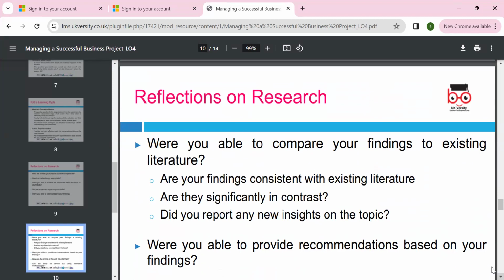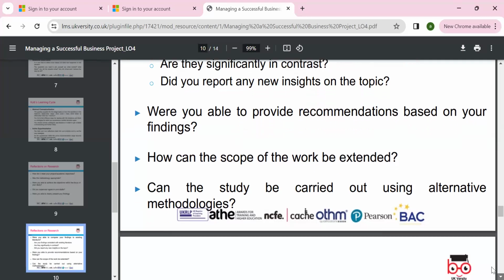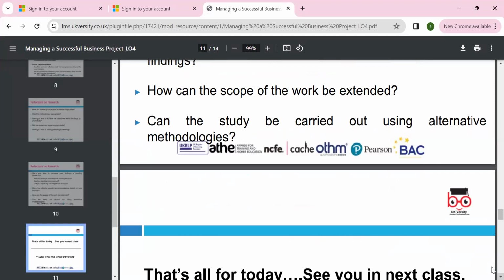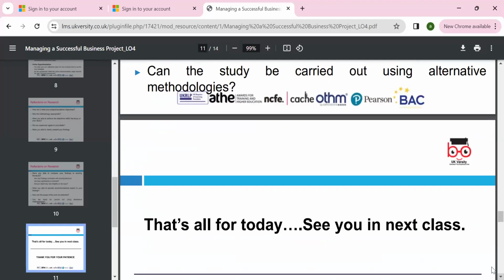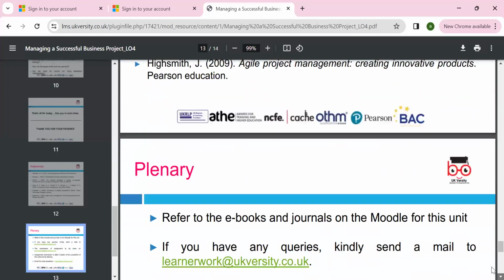Were you able to provide a recommendation? Like what you're doing on talent management, the topic we have this year, which we can look at in our assignment discussion as well. And how can the scope of the work be extended? Can the study be carried out using alternative methodologies? So you may want to do primary research, or secondary research, or whichever research. That applies to any project, whichever we do. So these are some reflections.